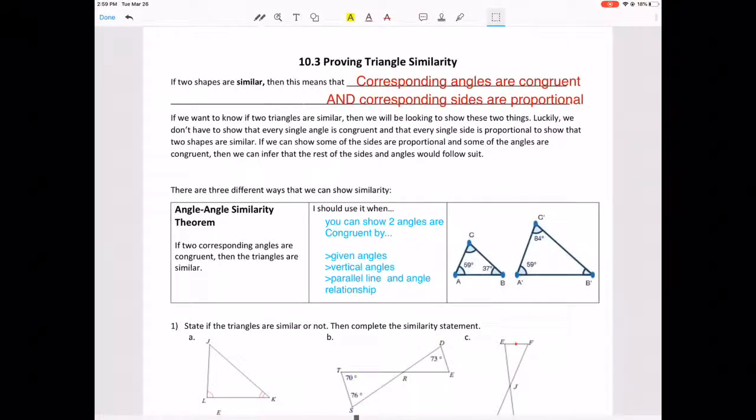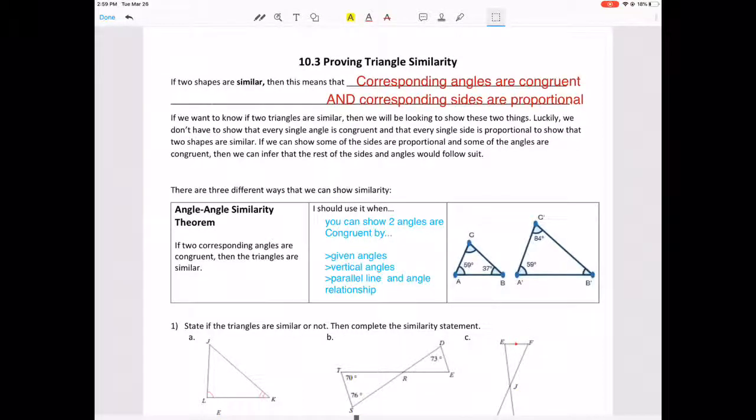Well, hello. Here we are at 10.3, solving triangle similarities. All right, in 10.2, we did similarities, but this time we will be proving triangles are similar.